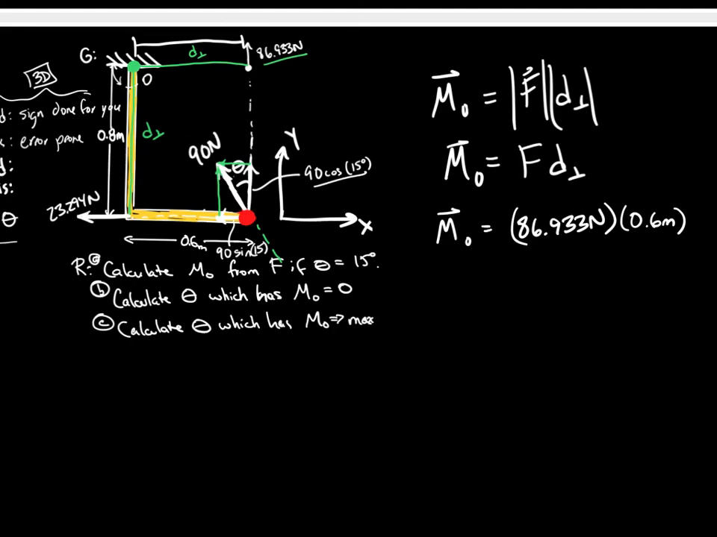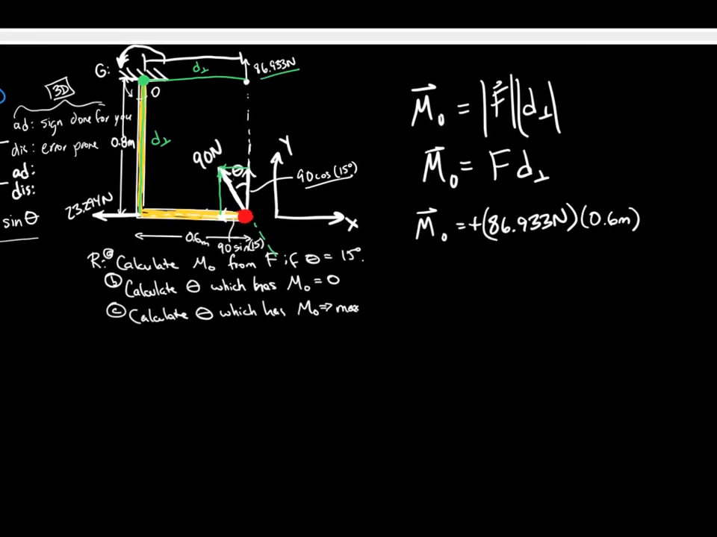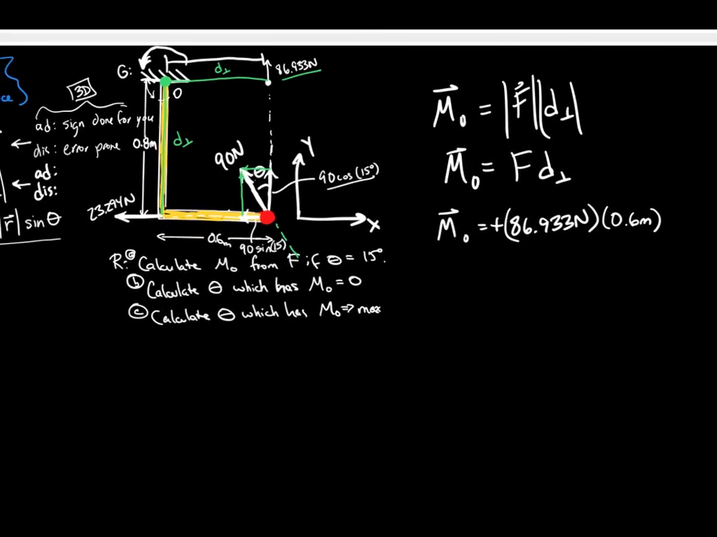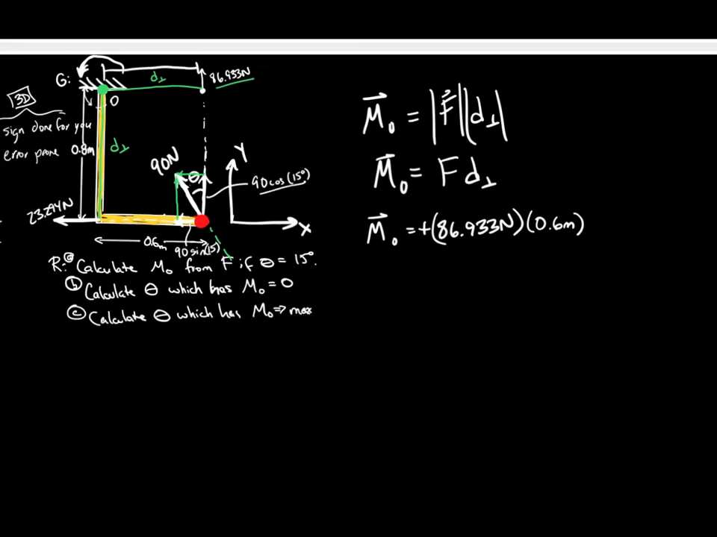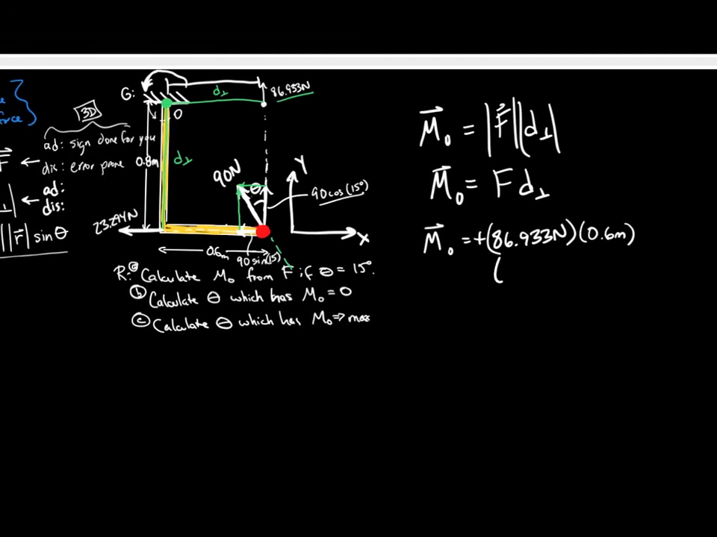In this case, if you look at that, you should be able to see that it is going to cause things to go counterclockwise. So this is going to get a positive sign. Now the other force, let's just do the force first, 23.294 newtons, and its distance is 0.8 meters.